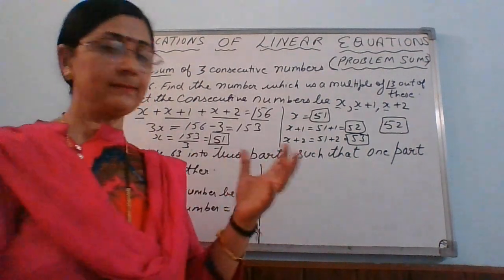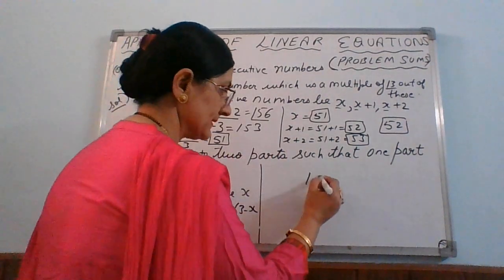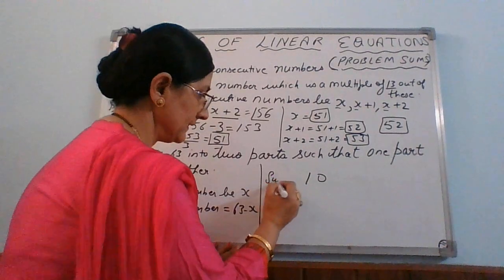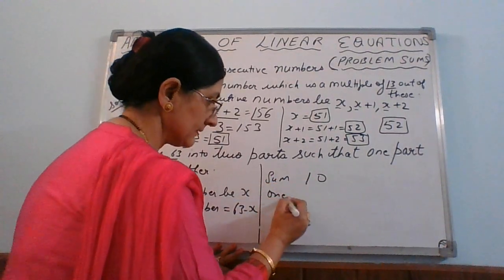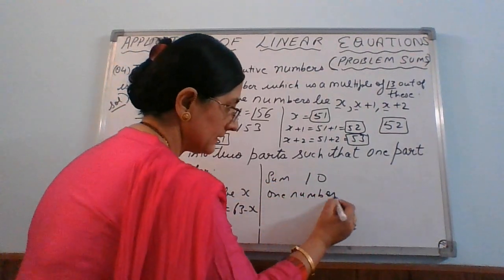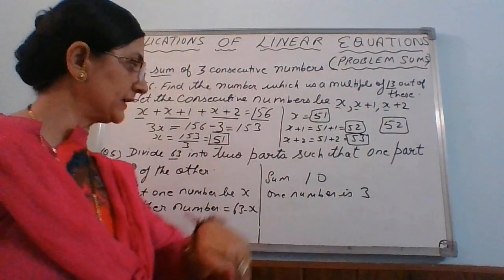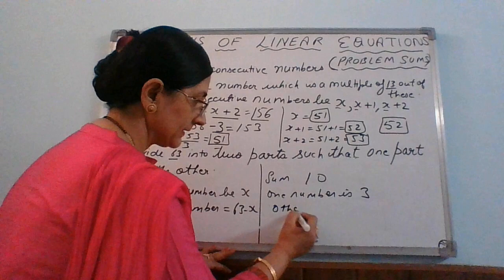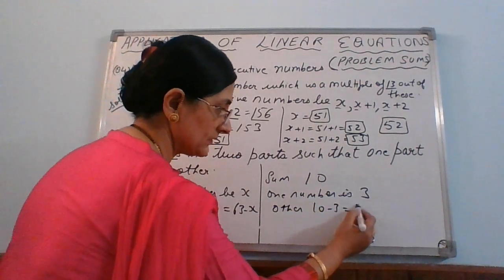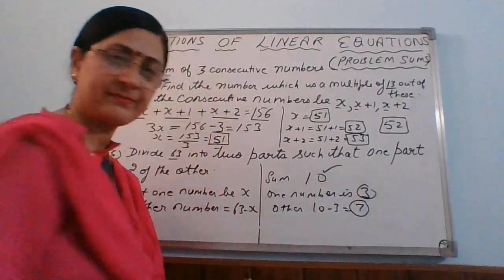क्यों? अगर आपका सम जो है, suppose sum is 10, आपने बोला one number is 3. अगर एक नंबर 3 है तो you'll be able to find out the other number. अदर कैसे आएगा? आप क्या करेंगे, जो सम है उसमें से 3 को माइनस करो 7, तभी तो टोटल 10 होगा, राइट?